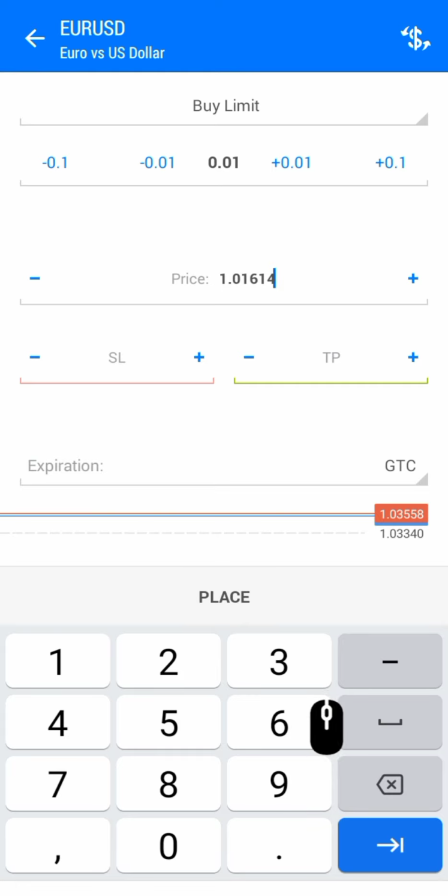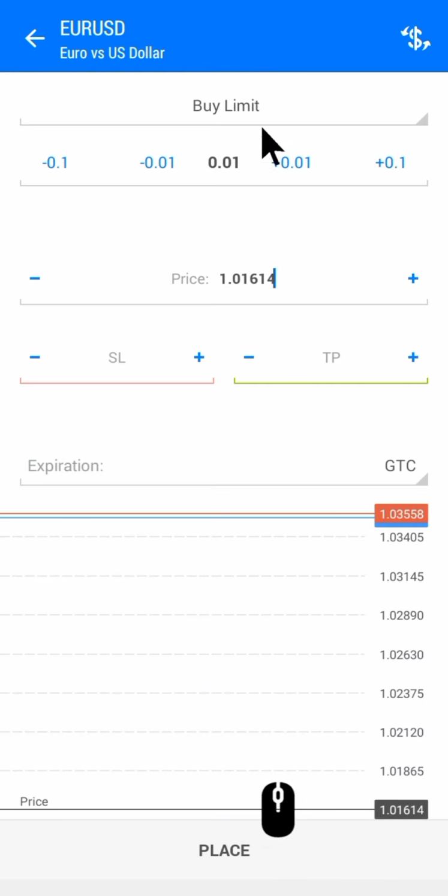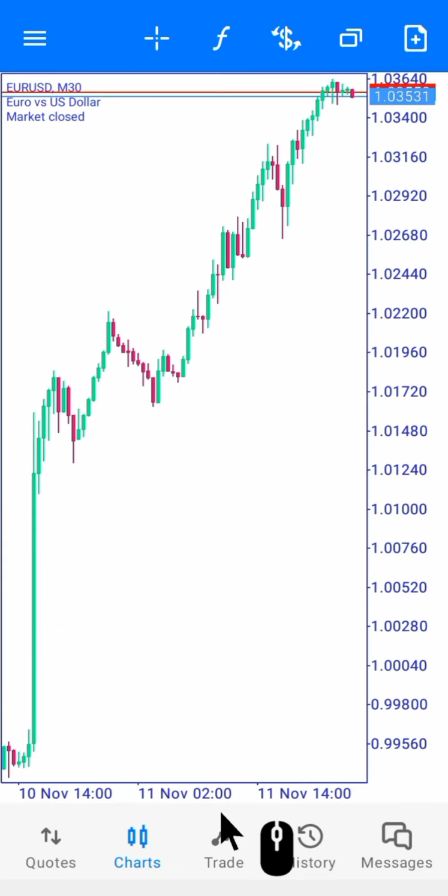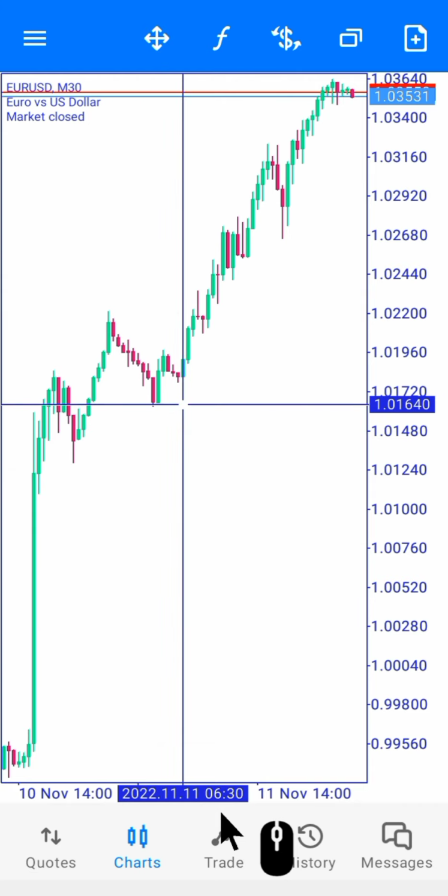Now, after setting your price, you are going to see here the word place. You can see. So if you place here, that order is going to go exactly on the other point here. I cannot place it because market is closed. So your order is going to come here.